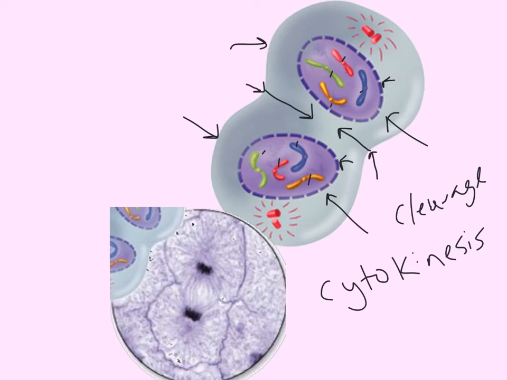All right, so this is telophase at the end. New nuclear membrane is surrounding the chromosomes, and the cell membrane is going to begin to pinch off to form two new cells.